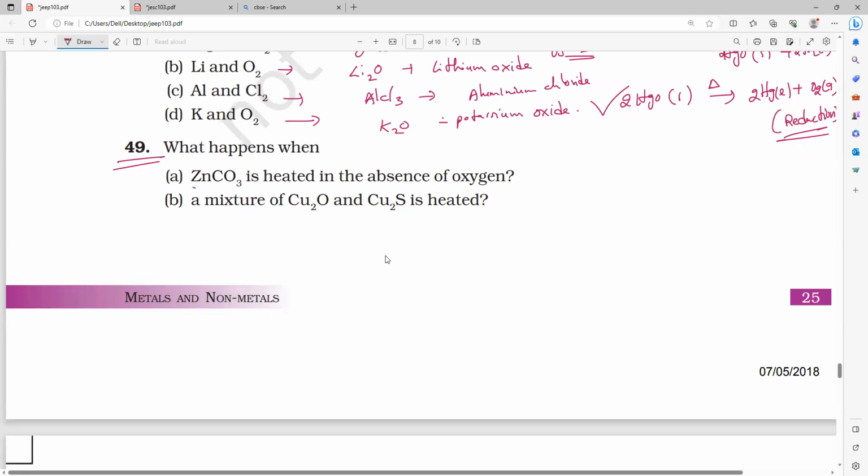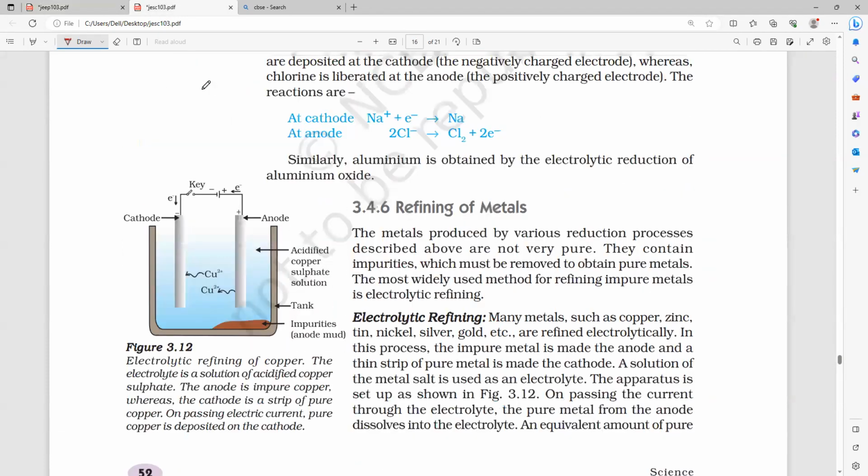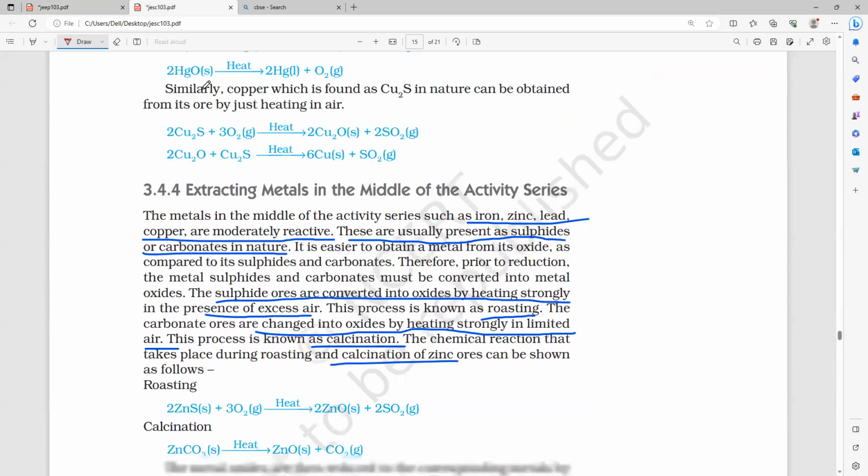What happens when zinc carbonate is heated in the absence of oxygen? What will happen, guys? In the absence of oxygen, everybody, write the equation. That process is called something. Carbonate, guys. Calcination. Absence of oxygen is what they are giving, but the book is giving something else. You can see here, what calcination means. Have you checked it? Yeah, here.